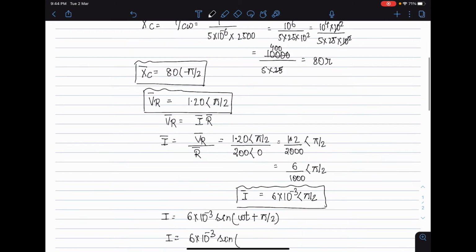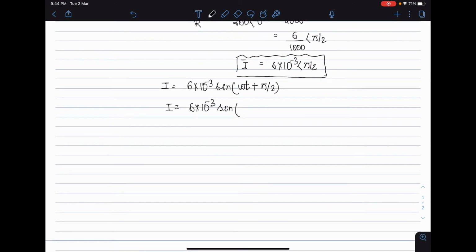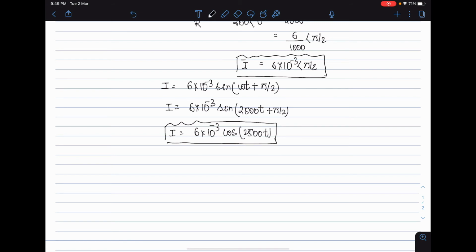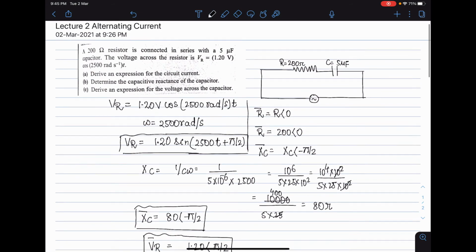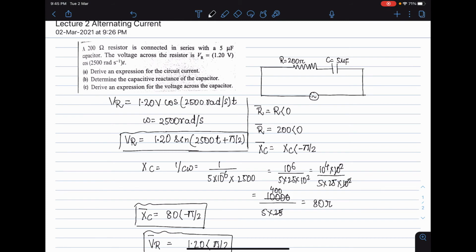So omega is given in the problem. Omega is 2500 radian per second. So we'll write here 2500 t plus pi by 2. So this is nothing but I can also be written as I is equal to 6 into 10 to the power minus 3 cos 2500 t, right? So this is the expression for current. So that is the derive the expression for the circuit current.